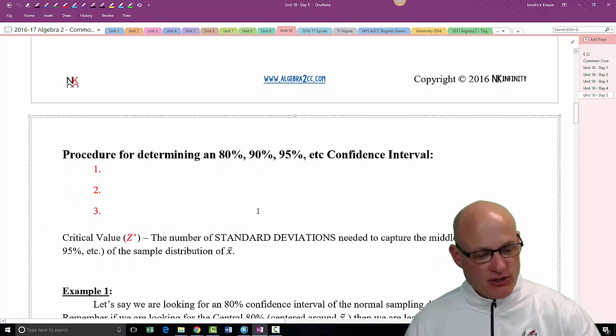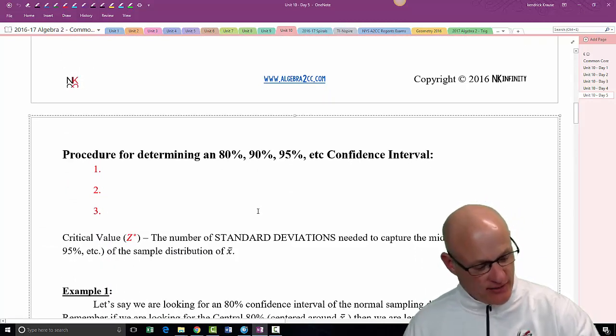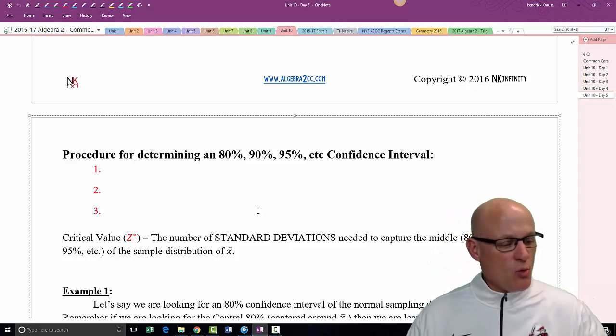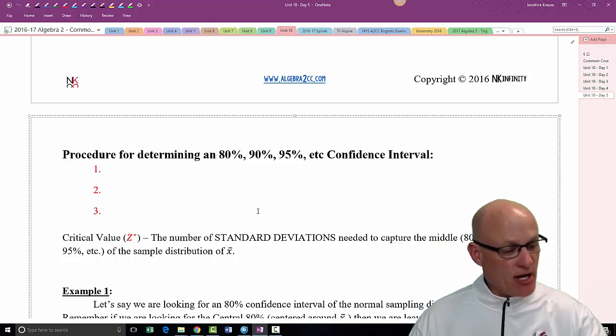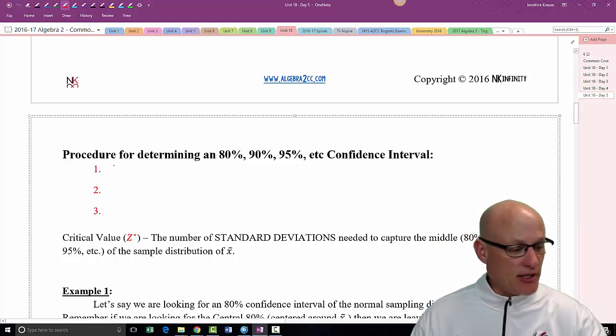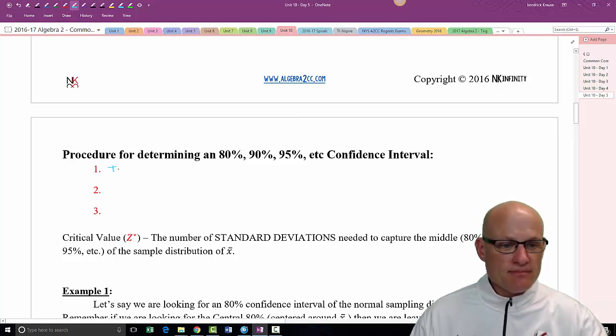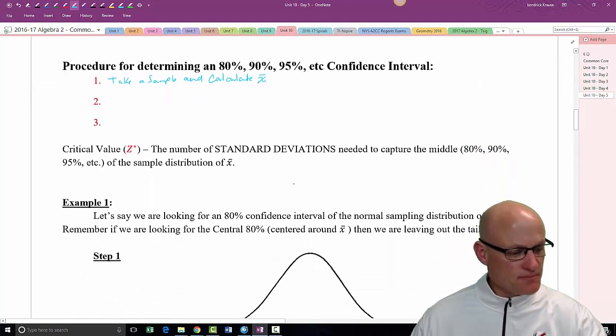So let's talk about the procedure we're going to use. It's a very simple procedure. It's not difficult, but I want to make sure I walk you through it so you know how to do this. All right. 1, we want to take a sample and calculate x bar. So take a sample and calculate x bar.